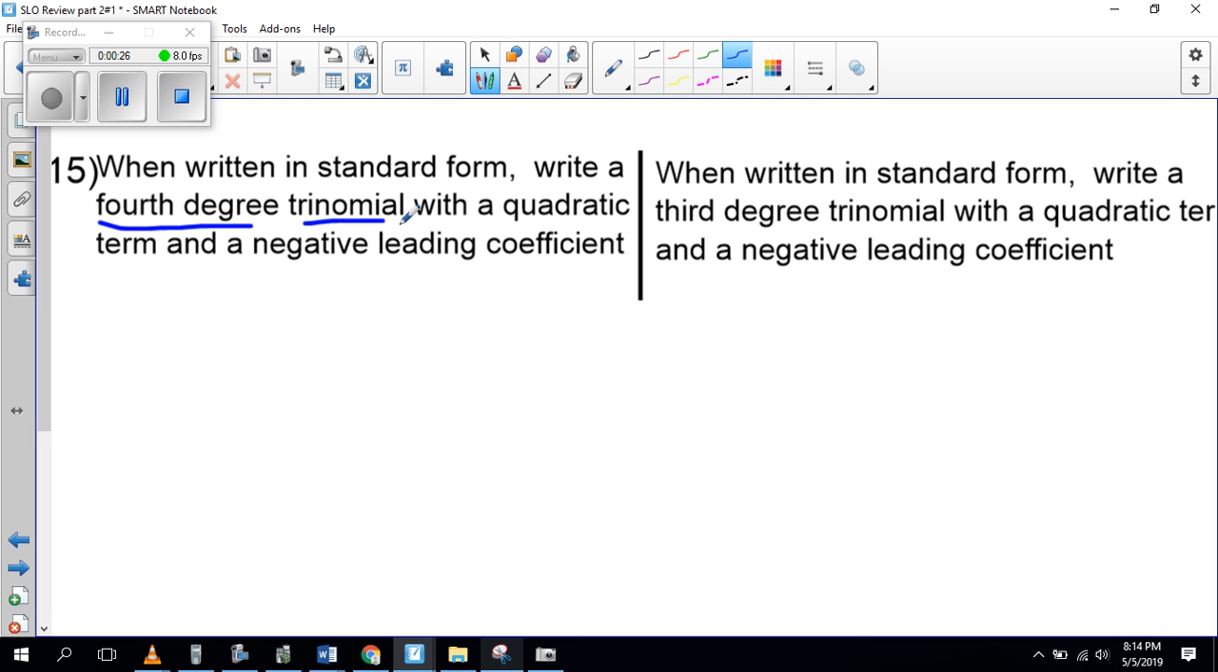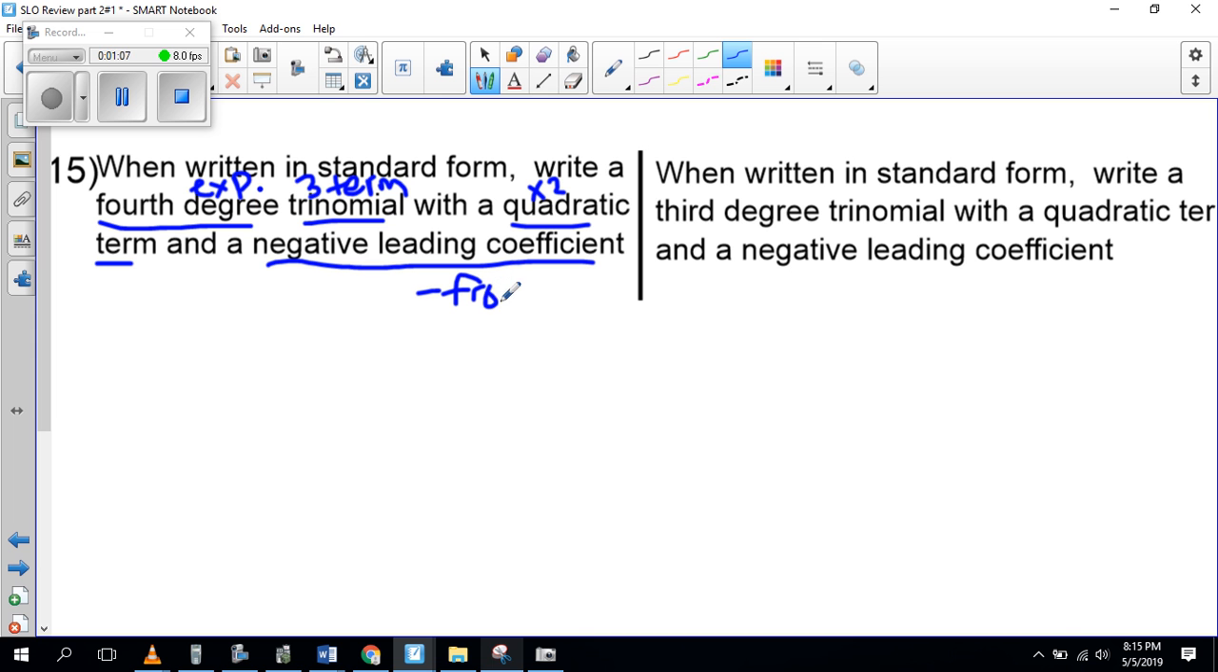So first of all, what does that mean? What does degree mean? Degree means exponent, if you forgot. So that means the biggest exponent has to be 4. And trinomial means 3 terms. It has to have only 3 terms, with the biggest one being to the 4th power. It has to have a quadratic term. What does quadratic mean? It means it's x to the 2nd power. And a negative leading coefficient. So leading coefficient, if it's leading, where should it be? In the front. So negative should be in the front.